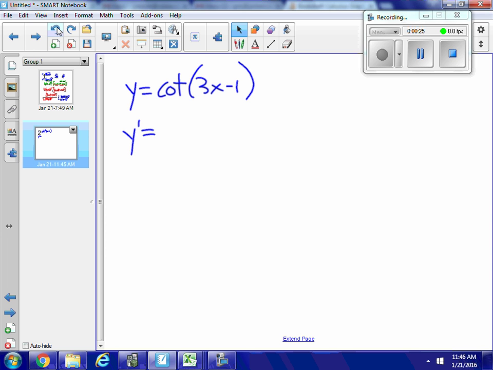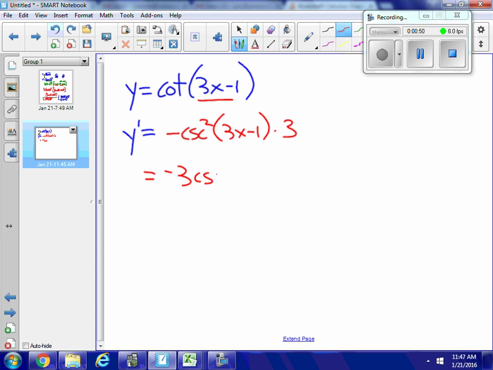So the derivative of cotangent is negative cosecant squared. So that's going to give me negative cosecant squared 3x minus 1. And now I have to do the derivative of the inside function, times 3. So I want to rewrite this as negative 3 cosecant squared 3x minus 1. Let's make the minus 1 look just a little bit better.